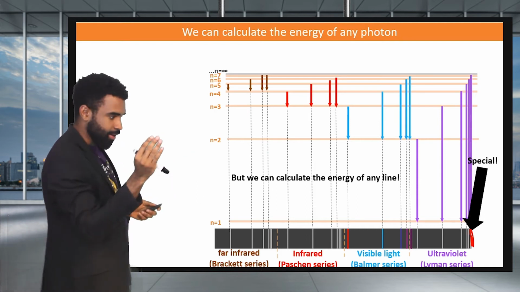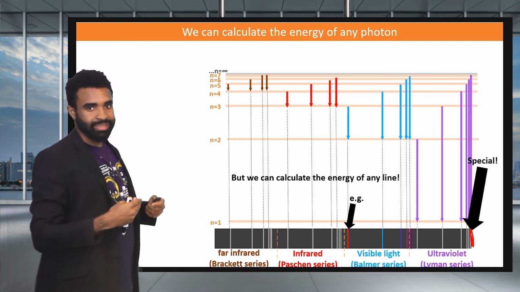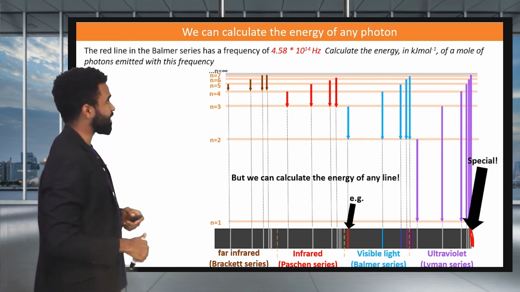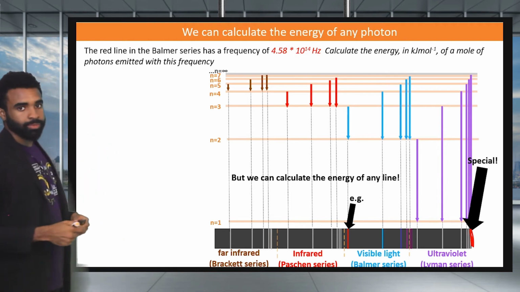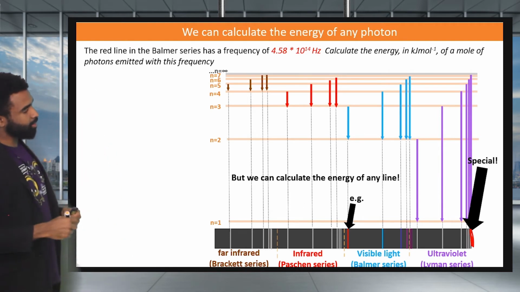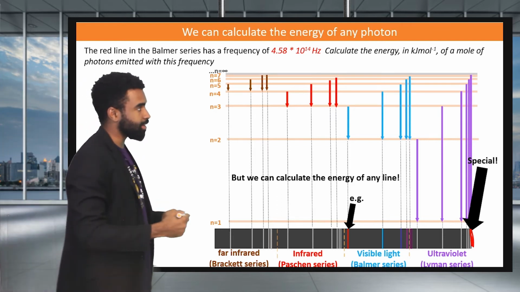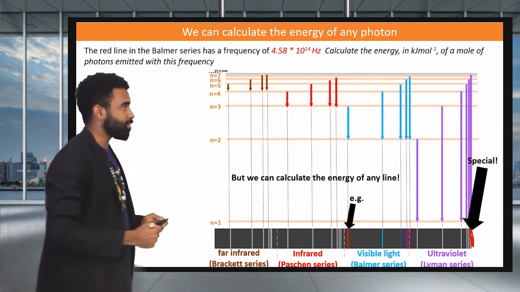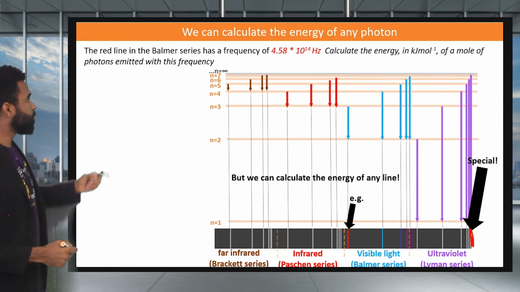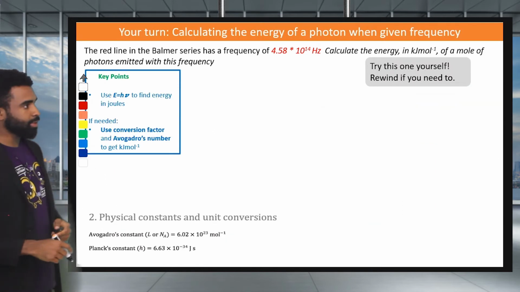For any line here, if we have the frequency, we can calculate the energy. So let's look at an example there. Another possible question on the exam. It says the red line in the Balmer series has a frequency of 4.58 times 10 to the 14 hertz. Calculate the energy in kilojoules per mole of a mole of photons emitted with that frequency.